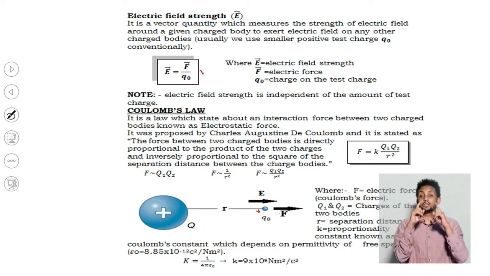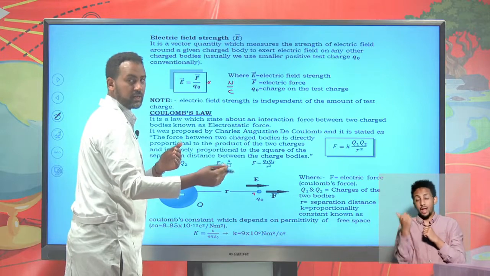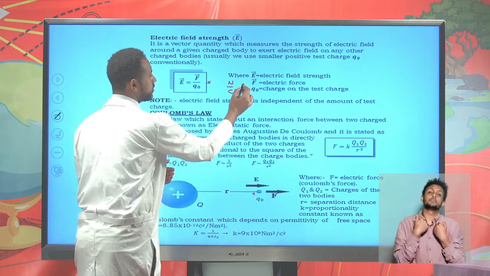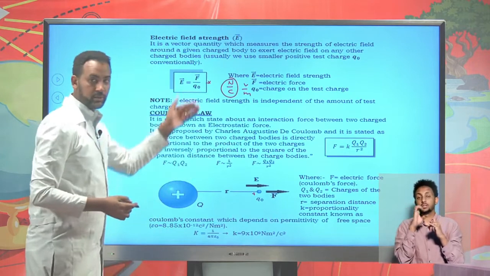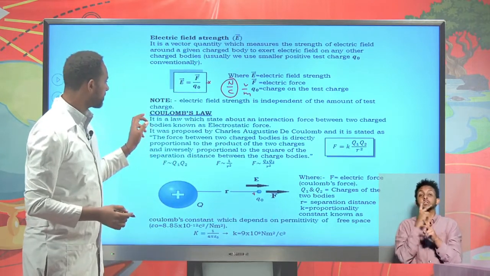So electric field strength is measured using E equals the electrostatic force F over the test charge q. This is the mathematical expression of electric field strength, and its SI unit is expressed as Newton per Coulomb. There is another unit, volt per meter, but the standard SI unit is Newton per Coulomb.